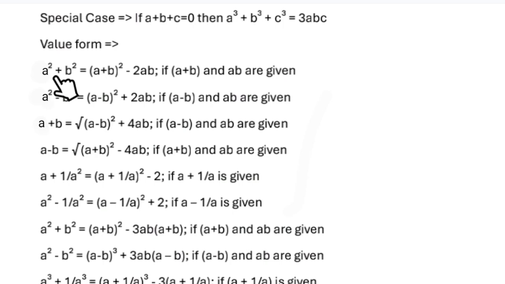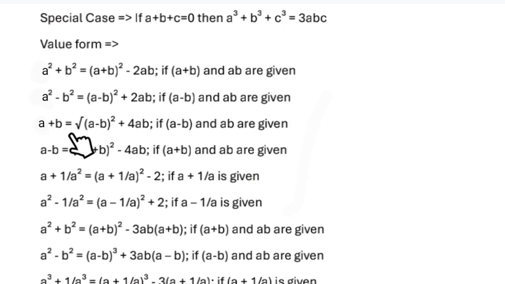Now the first one is a square plus b square is equal to a plus b whole square minus 2ab, if a plus b and ab are given. Now the second one is a square minus b square is equal to a minus b whole square plus 2ab, if a minus b and ab are given.